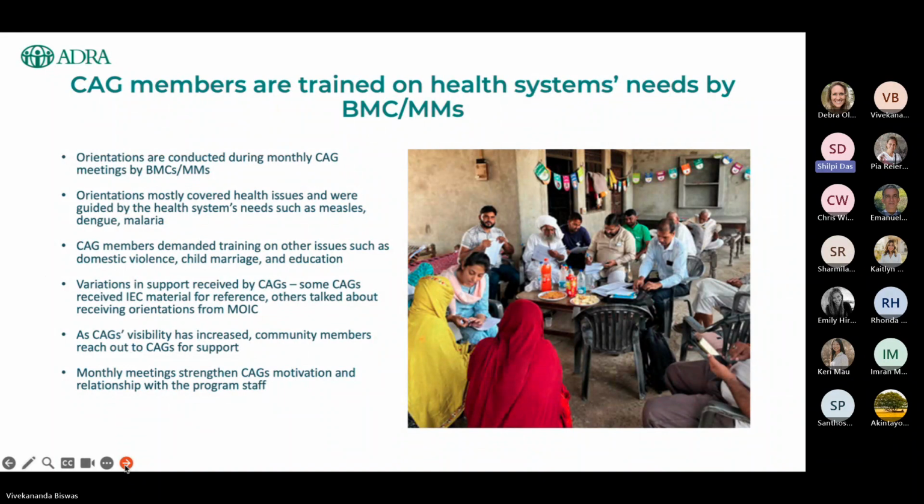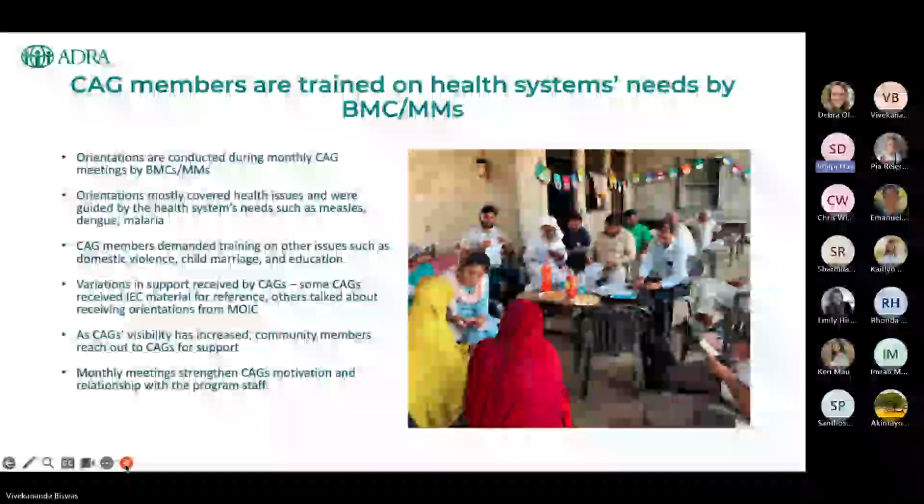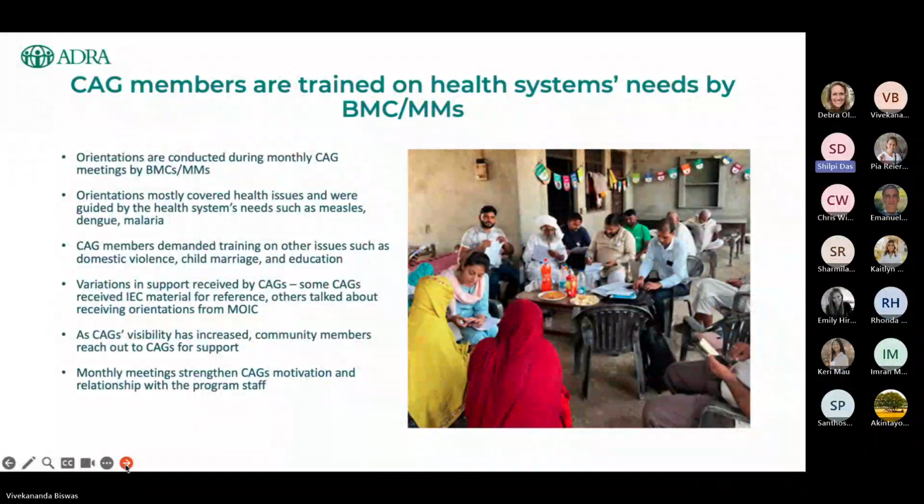And some of the CAG members were not necessarily trained by our staff. Some were trained by a stakeholder like the MOIC, the medical officers. The CAG members were usually given IEC materials for reference, so that it was easy for them to speak to others when they are talking about rumors and how to mitigate them. And through this, the CAG visibility has increased. Community members reached out to CAG for support. But the orientation of CAG was an ongoing process, and the project staff and stakeholders conducted the training. It was important that monthly meetings strengthen the CAG motivation.